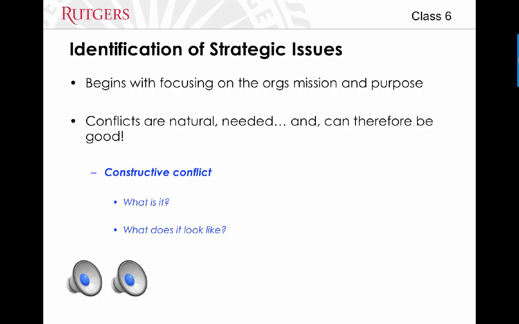Identification of strategic issues generally begins by focusing on the organization's mission and purpose, and determining whether the issues that have been identified align with the mission and purpose of the organization. Virtually every strategic issue involves some sort of conflict around questions like what will be done, why will it be done, and how will it be done. These conflicts are good though, and even needed, because they help to clarify what the issues really are.